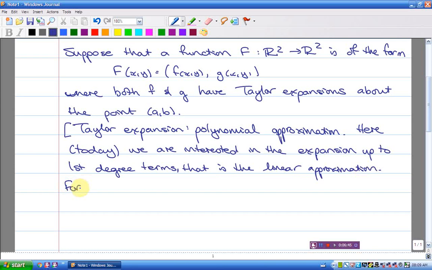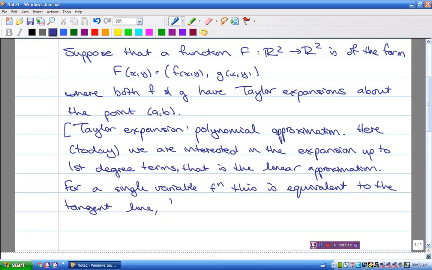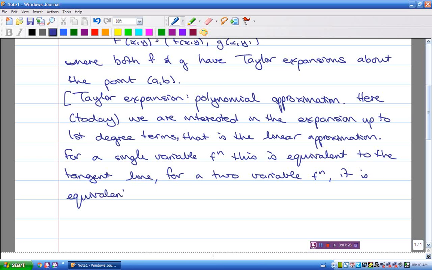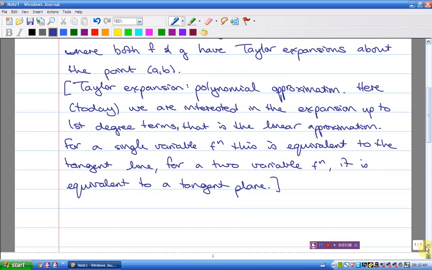For a single variable function, the linear approximation, if you drew it, would look like a tangent line. For a two variable function, it would be a tangent plane. For a single variable function, this is equivalent to the tangent line. For a two variable function, it is equivalent to a tangent plane. And we're assuming this little f and little g, the way we've set up our theoretical situation here, are functions of two variables.